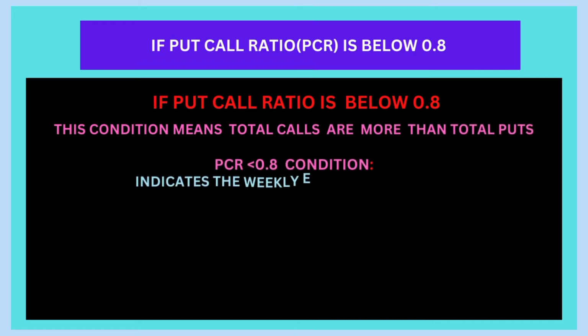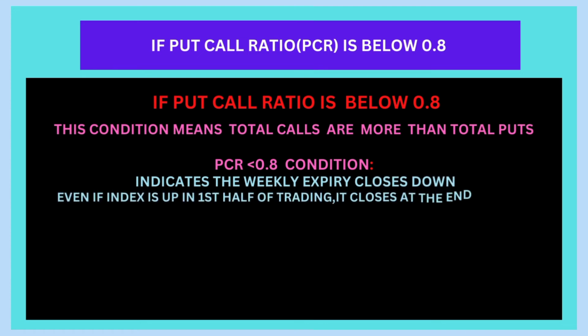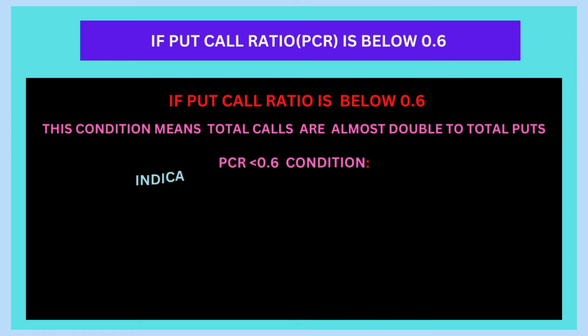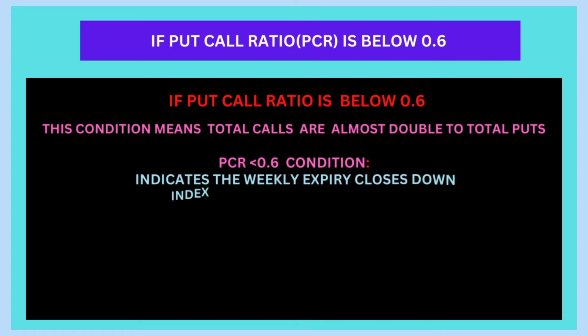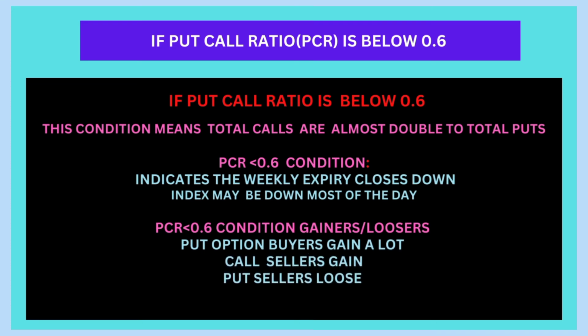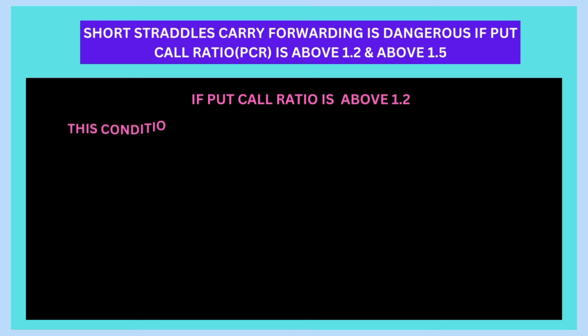But if the put call ratio is below 0.6, in this condition Nifty or Bank Nifty will be opening down and maintain down throughout the day. So here it indicates expiry closing down. In this case, the index will be almost down most of the day. Here, put option buyers will gain, call sellers will gain, put sellers will lose. It is the case where you have to be cautious, where sudden short coverings will not work, if the put call ratio is below 0.6.